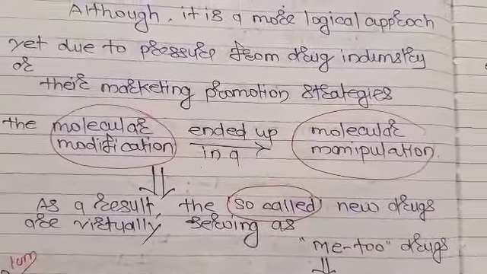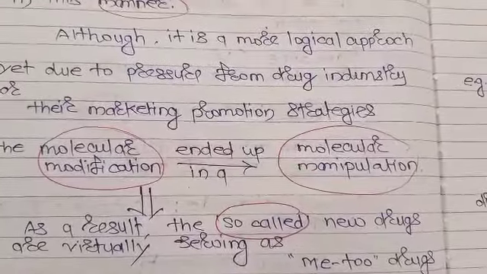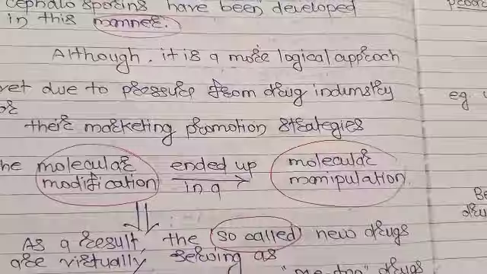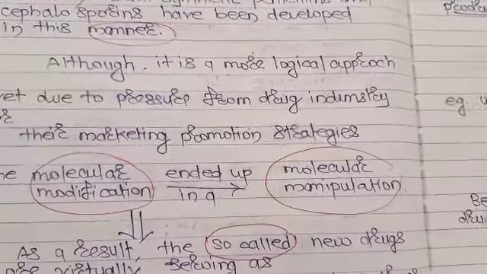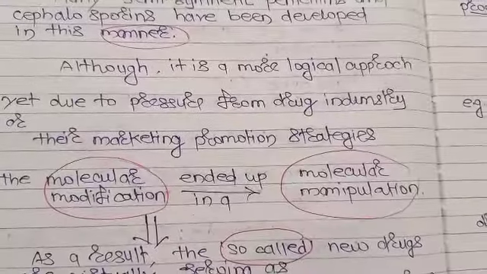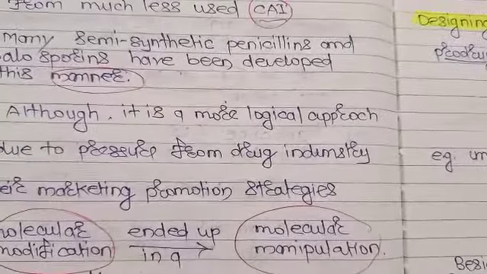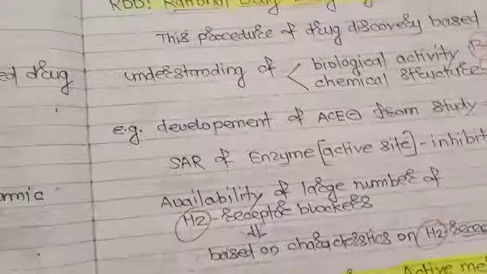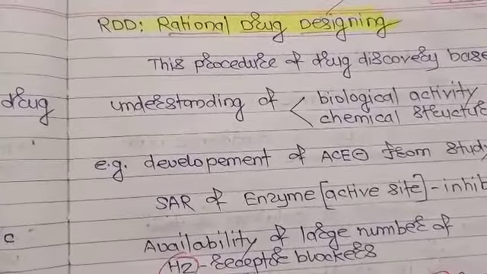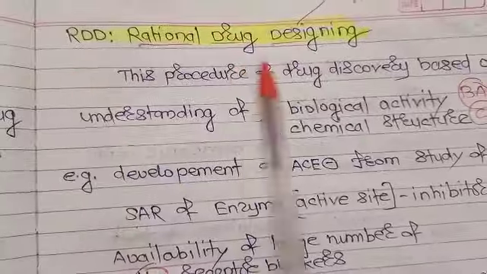For example, we have omeprazole, pantoprazole, rabeprazole, lansoprazole, but they don't have any specific advantage. So all these drugs we consider as molecular modification, or we can call them a drug explosion or me too drugs. Now, rational drug designing.